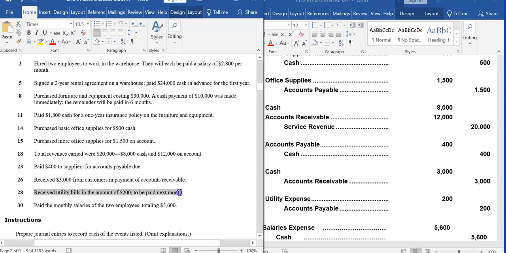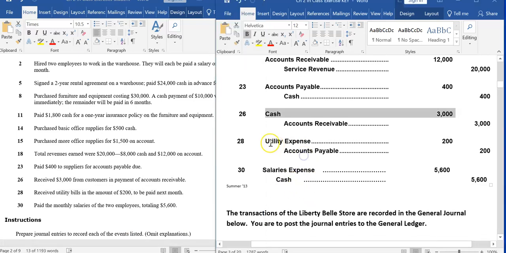On the 28th, we received utility bills in the amount of $200. We will pay these utility bills next month. If we received a utility bill, it means we have incurred a cost of doing business, a utility expense. We will pay this expense next month. However, just like with revenues, we record expenses as soon as they are incurred. That means we are going to go ahead and record the utility expense as soon as we have incurred it.